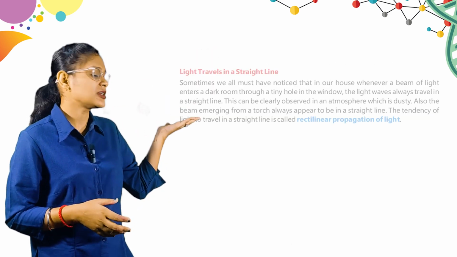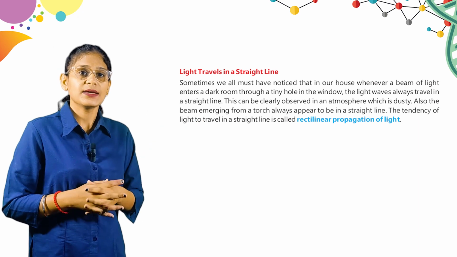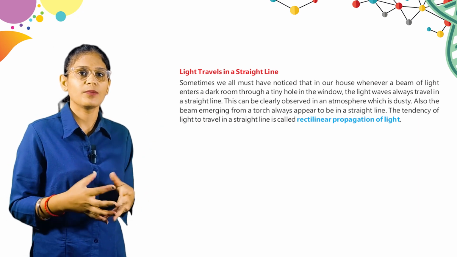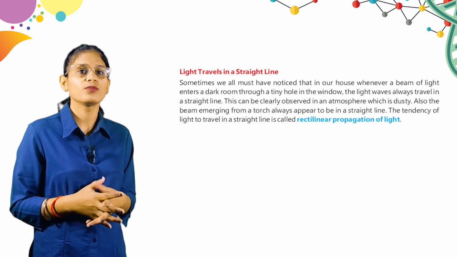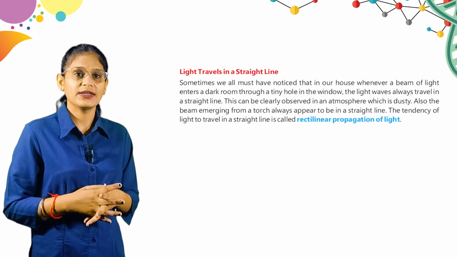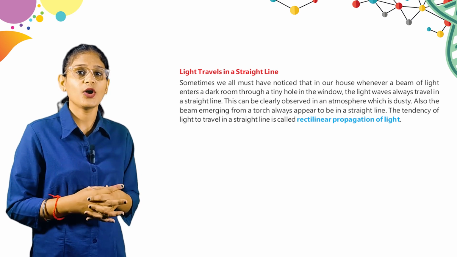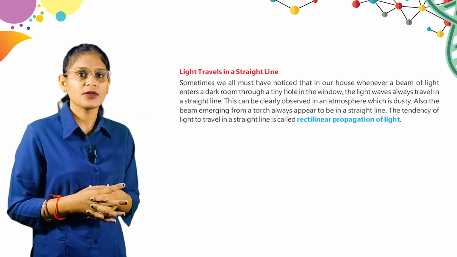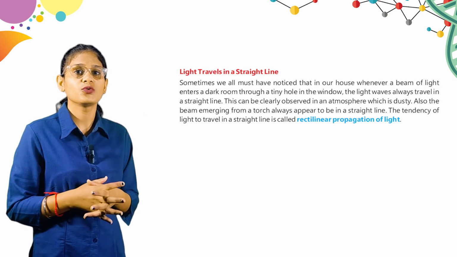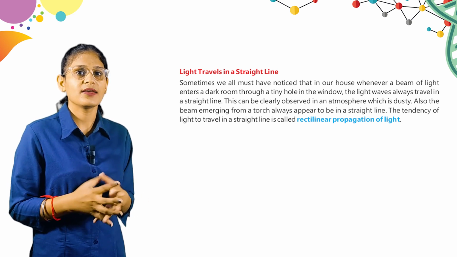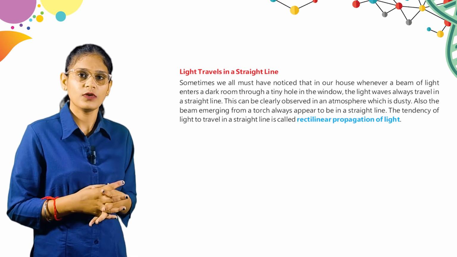Now we have light travels in a straight line. Sometimes we all must have noticed that in our house, whenever a beam of light enters a dark room through a tiny hole in the window, the light waves always travel in a straight line. This can be clearly observed in an atmosphere which is dusty. Also, the beam emerging from a torch always appears to be in a straight line. The tendency of light to travel in a straight line is called rectilinear propagation of light.